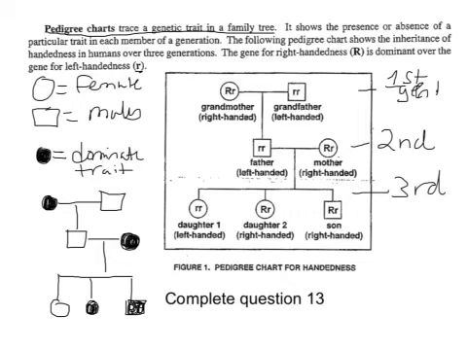All right, take a moment, answer question 13, which is on page 98, and A, B, and C are related to the pedigree.